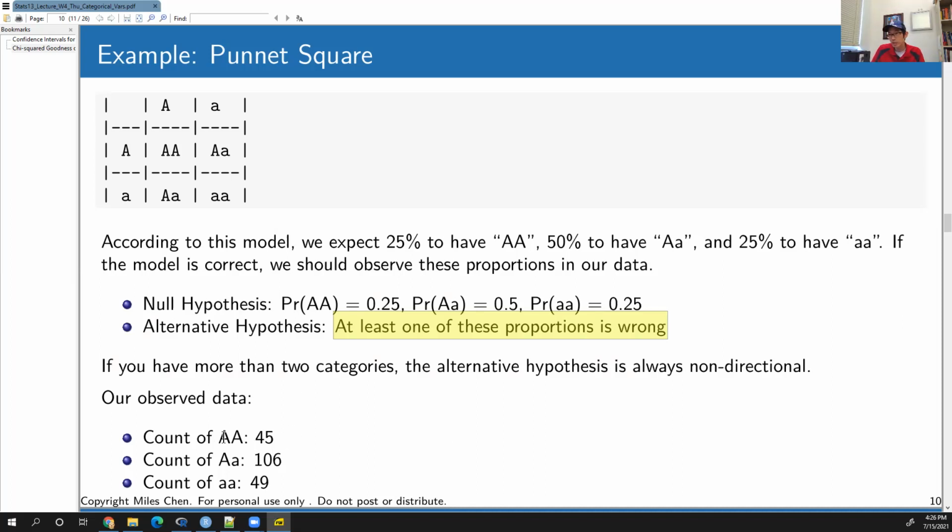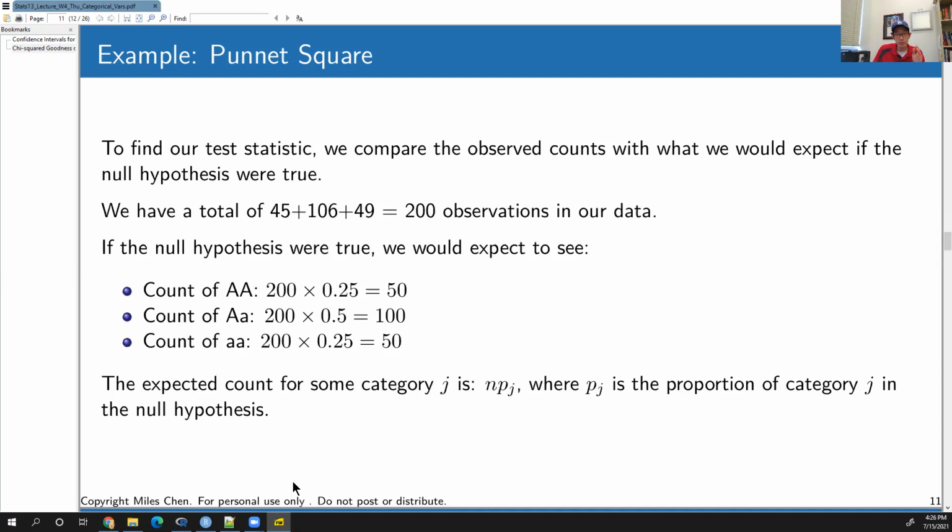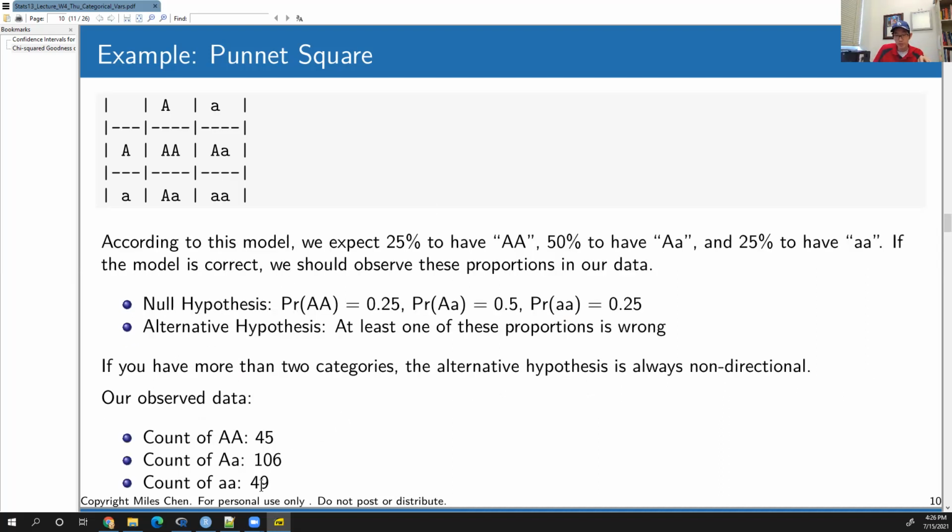And let's say we go and gather data. Okay, and this is our data. We've got 200 observations, I believe. We have 45 big A, big A, 106 big A, little a, and 49 little a, little a. Okay. And so we have a total of 200 observations. What we want to do is compare what we observed, which was 45, 106, and 49.